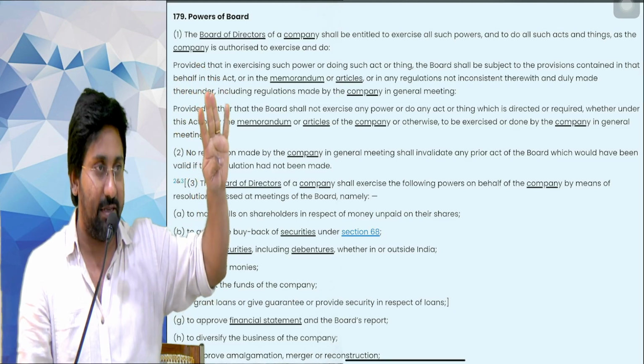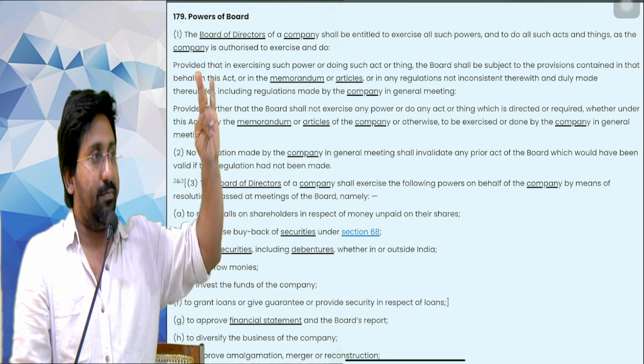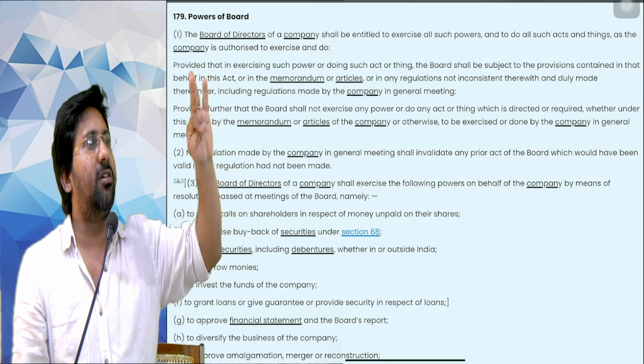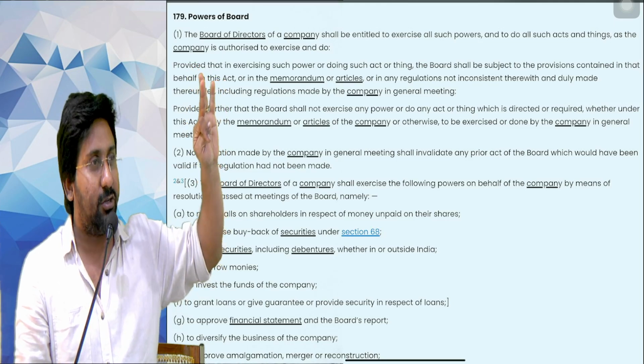This is a sequence. Okay, first accounts. Just because of the reason that audit is completed first, you need not tell audit first.